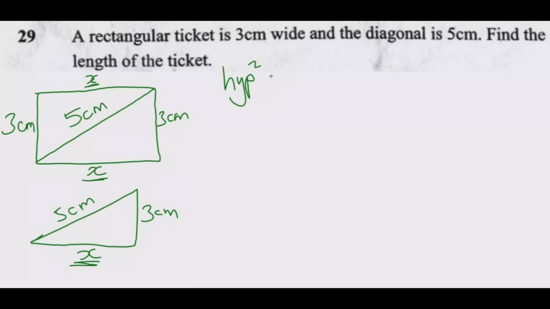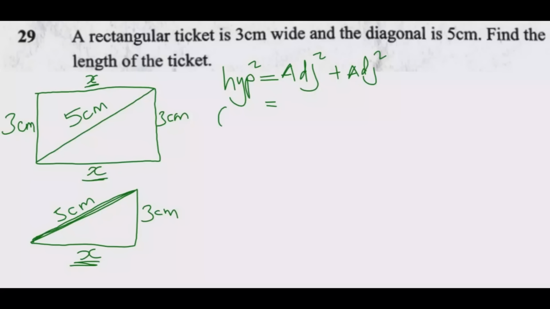it will give us the sum of the adjacents which are squared. So when we combine the squared adjacents, we're going to get the square of the hypotenuse. Meaning we can now go ahead and find the length. So what is the hypotenuse? This is the hypotenuse, which is 5 cm.